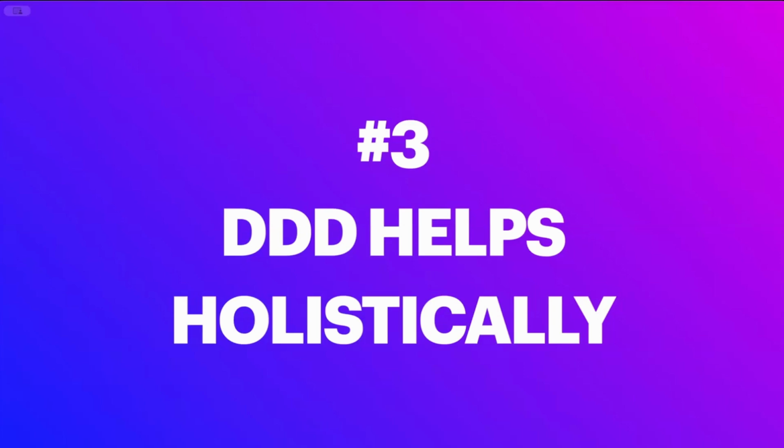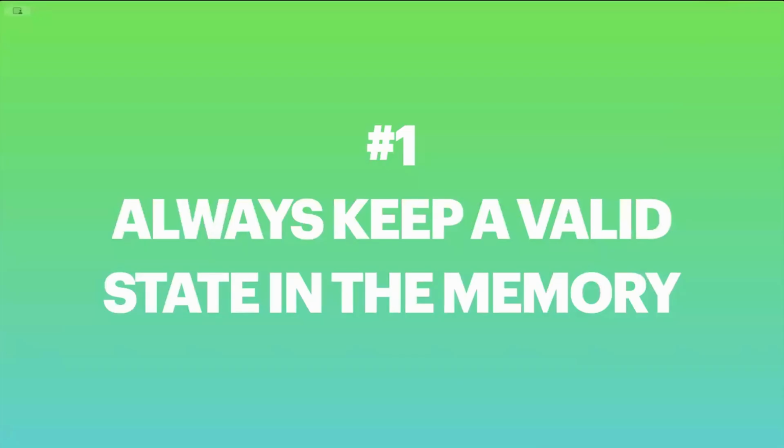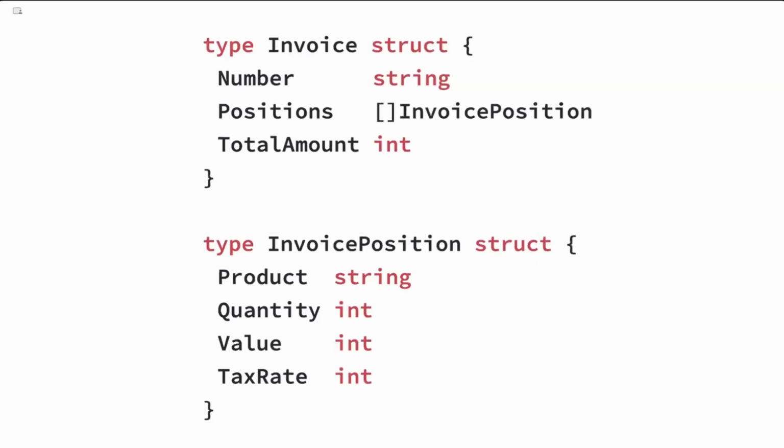But we are at the Go meetup. So I want to show you today 3 patterns from domain-driven design that you can apply to code. I have for you 3 patterns that, in my opinion, you can even use tomorrow in your project if it's the right fit. So let's not waste time. Let's start with the first pattern. The first pattern is telling us to always keep a valid state in memory. This is a very simple, but very powerful idea. So let me explain it with an example.